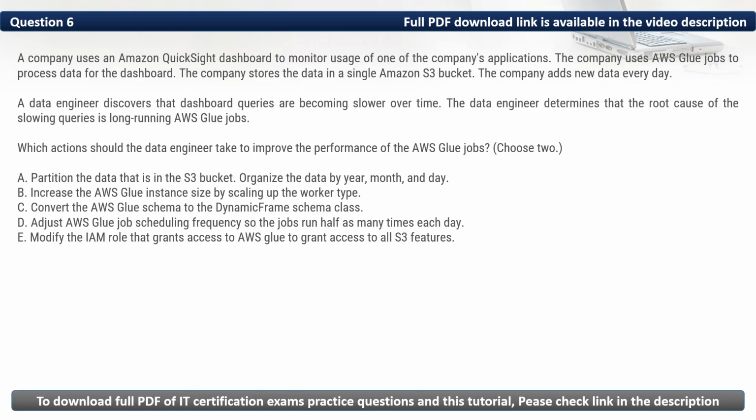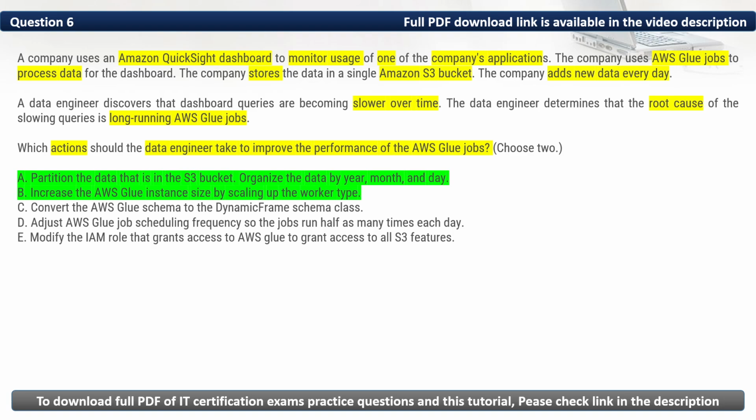The solution should improve the performance of the Glue jobs. The most appropriate options are to partition the data that is in the S3 bucket, organizing the data by year, month, and day, and to increase the AWS Glue instance size by scaling up the worker type. Thus, the correct options are A and B.